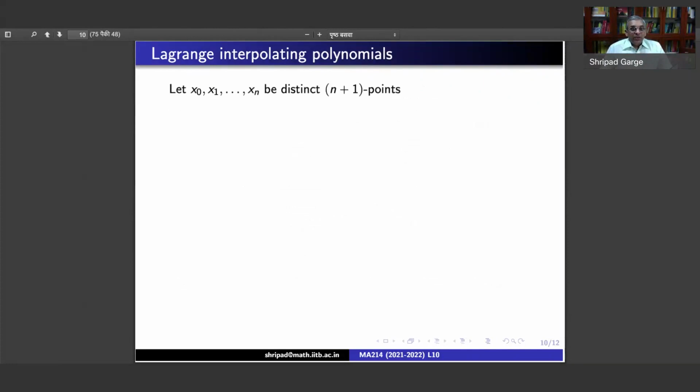So this is the problem for us, that we have x0, x1 up to xn. These are distinct n plus 1 points. We have learnt our lesson that the points will have to be distinct. We may have to divide by their difference.